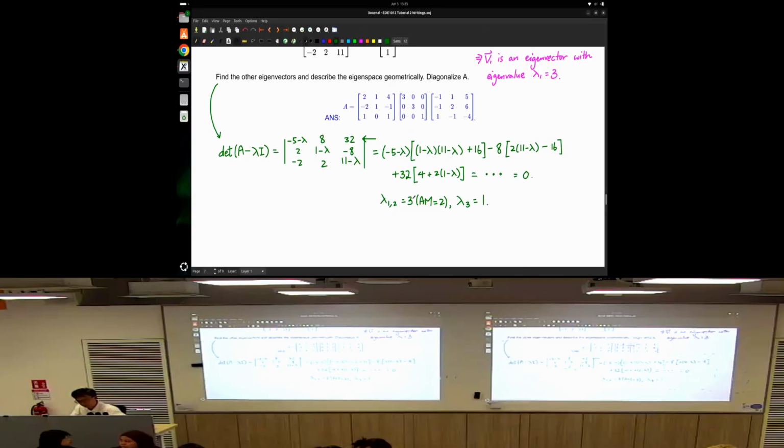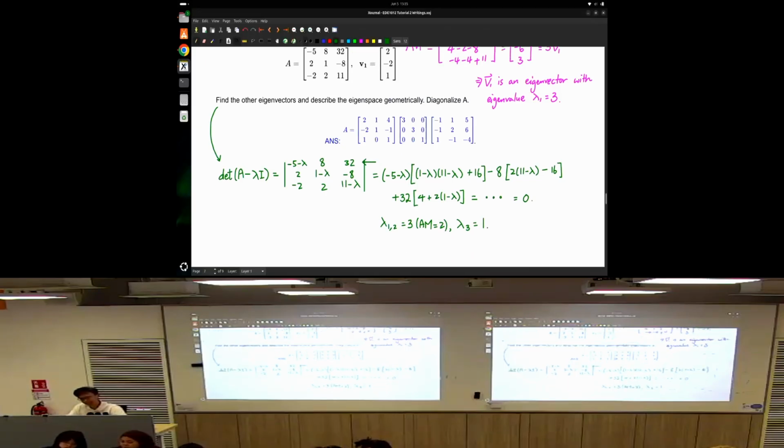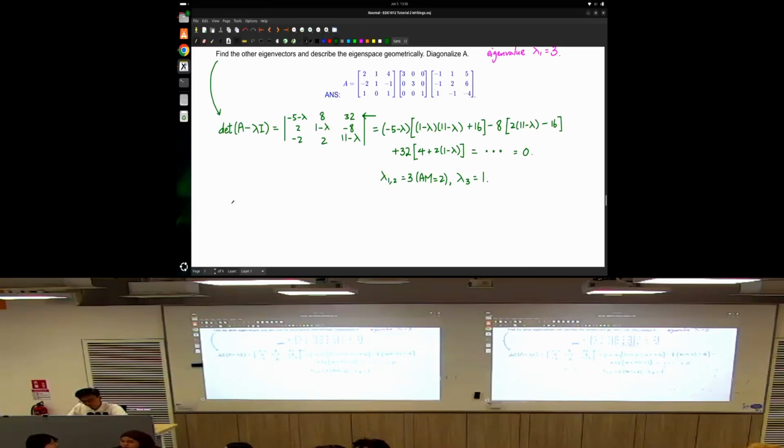Notice that I already have one eigenvector, which is 6, minus 6, 3. But I still need the other eigenvector because the algebraic multiplicity is 2. That means there is an eigenplane associated with this eigenvalue. So now I need to solve for lambda 1, 2 equals 3. I write A minus lambda 1, 2 times I, times V, which will be equivalent to the zero vector.